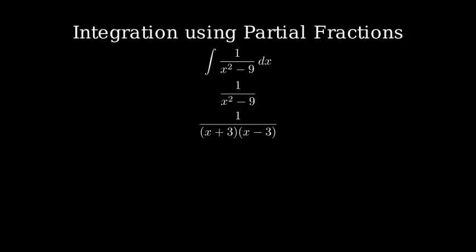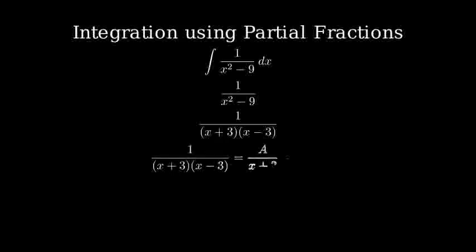The first step in partial fraction decomposition is to factor the denominator of the fraction if it can be factored. And x squared minus 9 is a difference of squares that we can rewrite as x plus 3 times x minus 3. Next, we'll set up the equation for partial fractions.